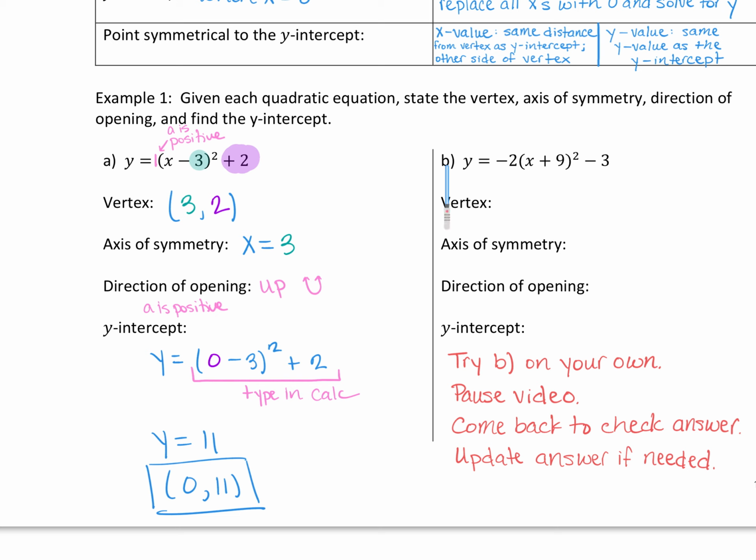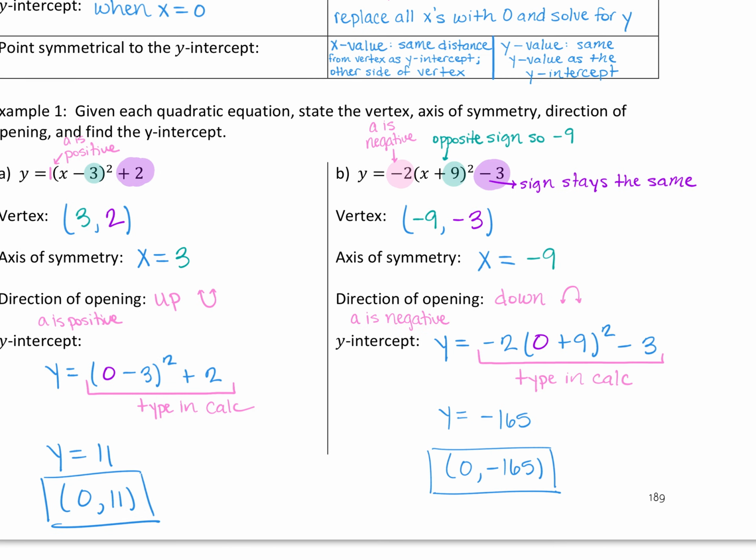Go ahead and try part B on your own, then come back to check your answer. If you end up getting it wrong, make sure you fix your answer so that it's correct. Go ahead and pause the video now. These are your answers. Make sure you update your answers if you got any of them wrong.